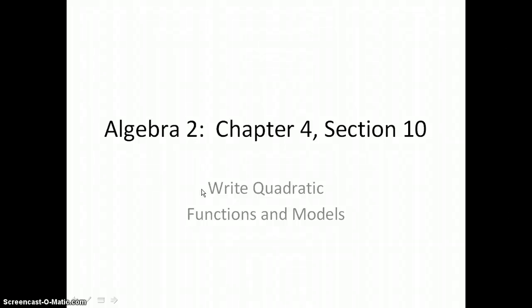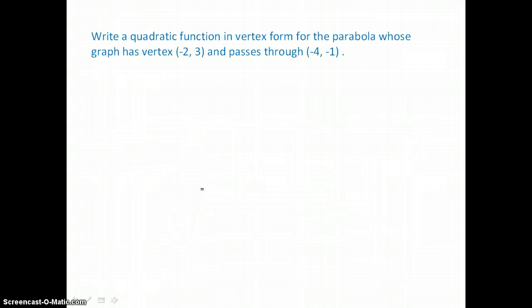In lesson 4.10, you will write quadratic functions and models. In this first example, we're going to write a quadratic function in vertex form for the parabola whose graph has vertex (-2, 3) and passes through (-4, -1).